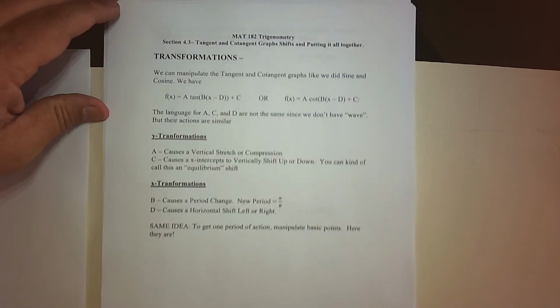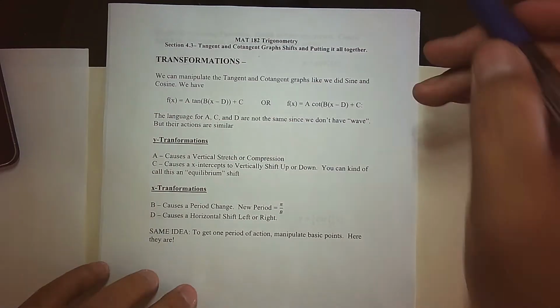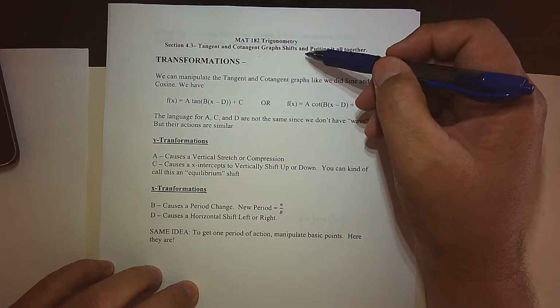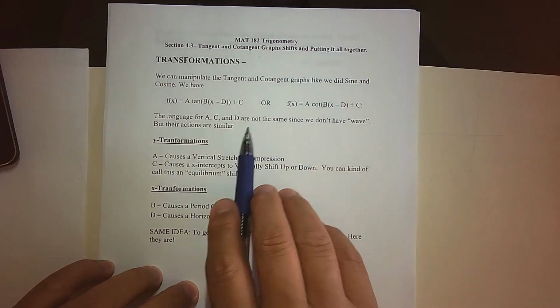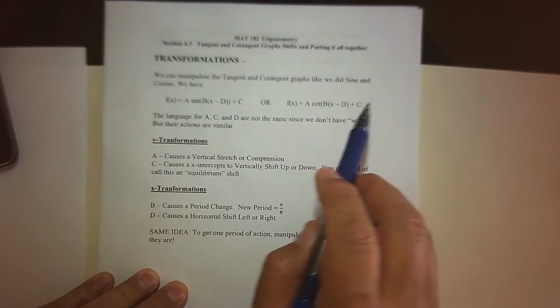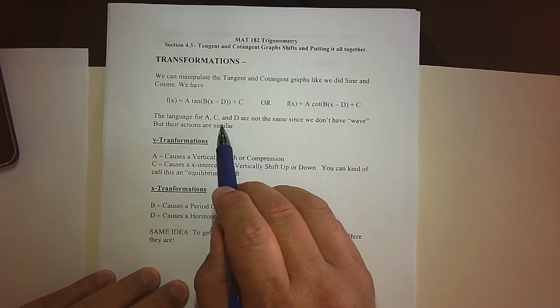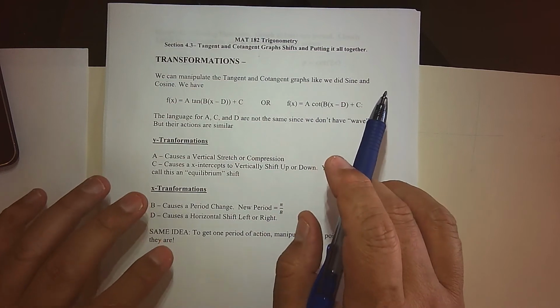Alright, so like we did with the sine and cosine graphs, it turns out that we're also going to be transforming our tangent and cotangent graphs. So the equations will pretty much look similar, but rather than sine and cosine, we have tangent and cotangent. Alright, and so the A, B, D, and C are all going to impact our tangent and cotangent graphs.